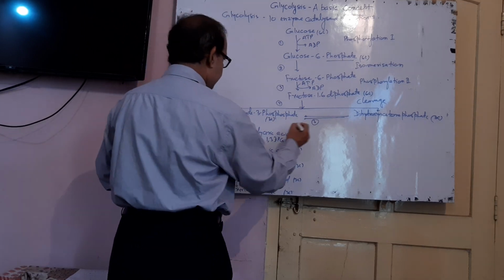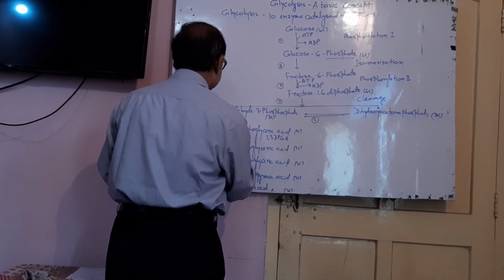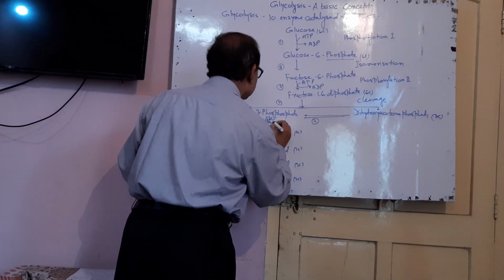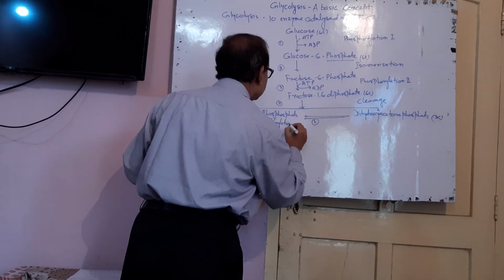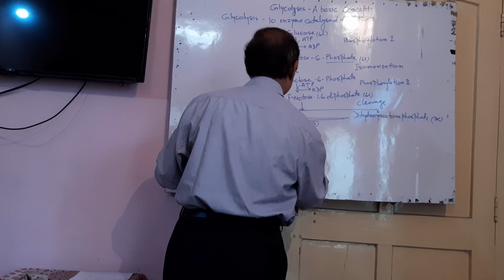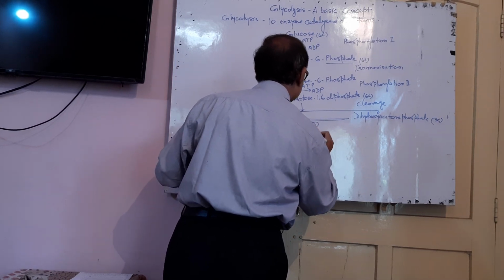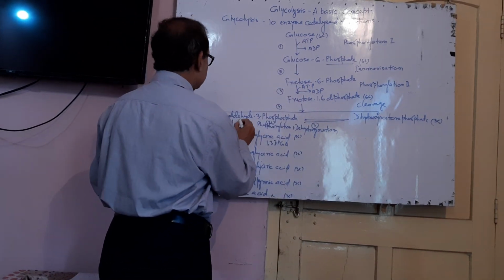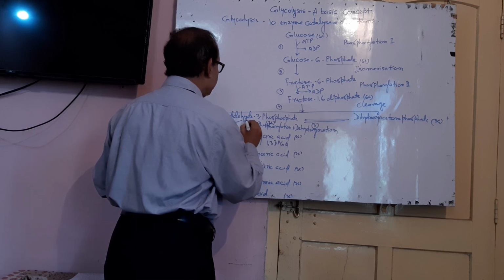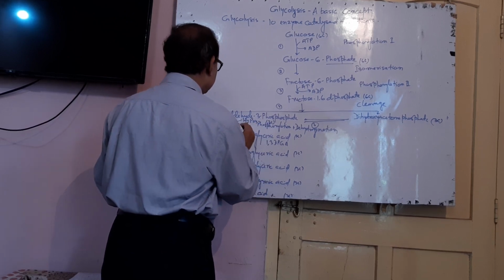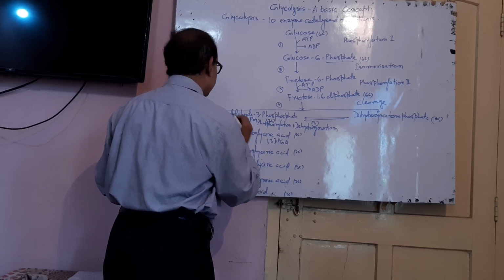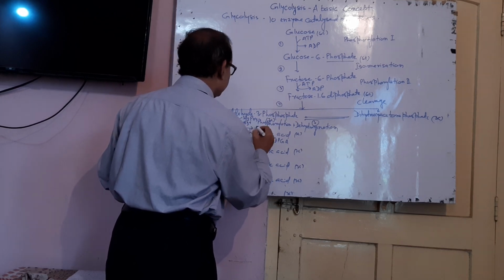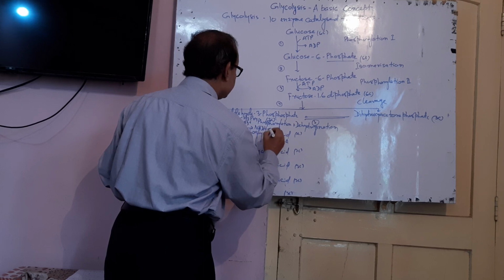The next reaction, that is the sixth reaction, is phosphorylation plus dehydrogenation, in which one phosphate group is added from the cytoplasm and 2 hydrogen atoms are released, which are accepted by NAD to reduce into NADH plus H.